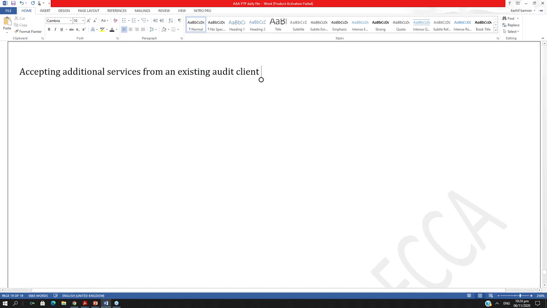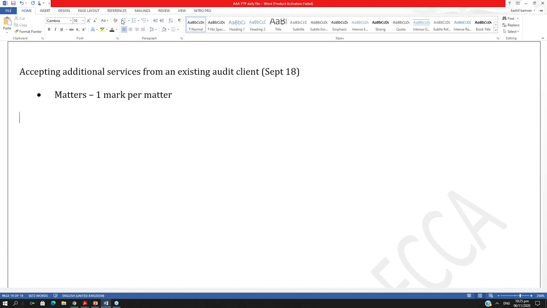Accepting additional services from an existing audit client, and we have one paper here which is September 18. So we'll solve the September 18 paper so you gain knowledge and you know the marking scheme, right? This time when you focus on the matters for accepting additional services, here you will get 1 mark per matter because it's services from an existing client. But when you are accepting a new client, I hope you remember the marking scheme, right? The marking scheme is 2 marks. Is that clear to everyone?